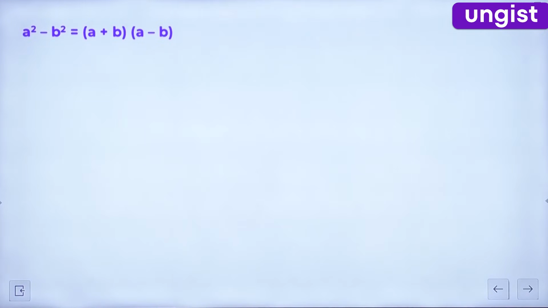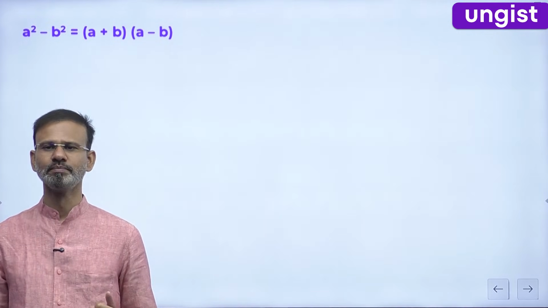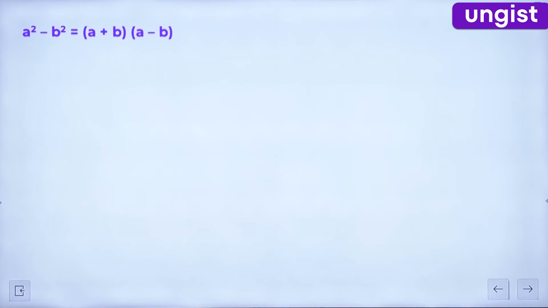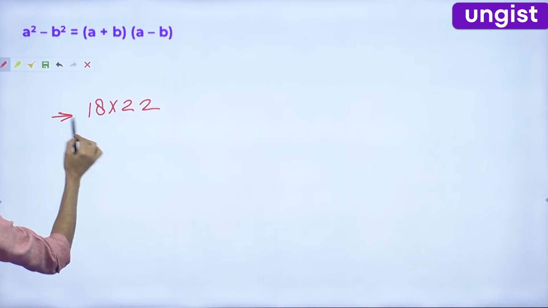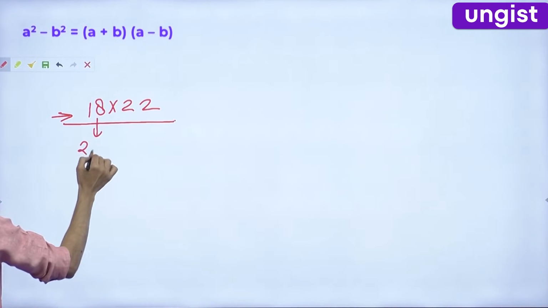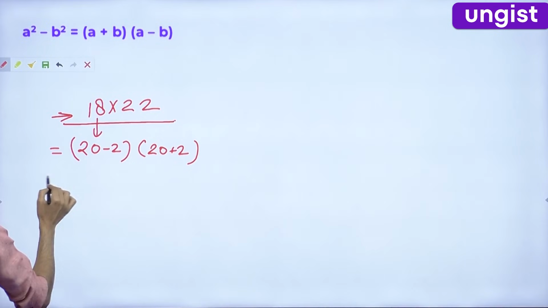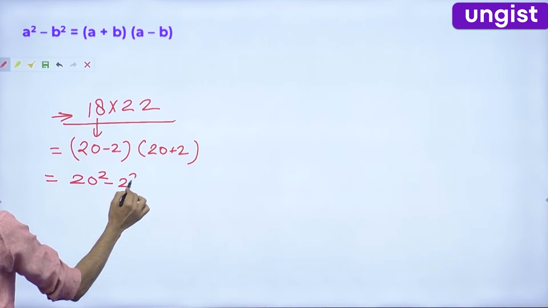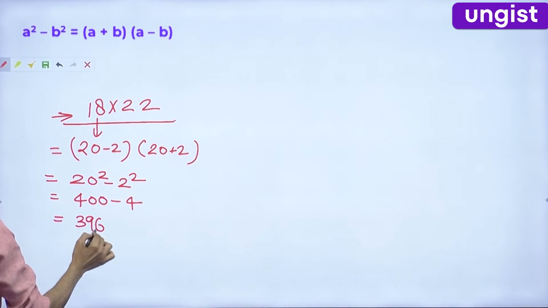A square minus B square. One important formula. A square minus B square, which is equal to A plus B into A minus B. A square minus B square is equal to A plus B into A minus B. Everybody, if we have this type of calculation, suppose that. Okay? So this will be written as what? This is 20 minus 2. This is 20 plus 2. And this will become what? 20 square minus 2 square. So this is 400 minus 4. So which is 396. All of you clear now?